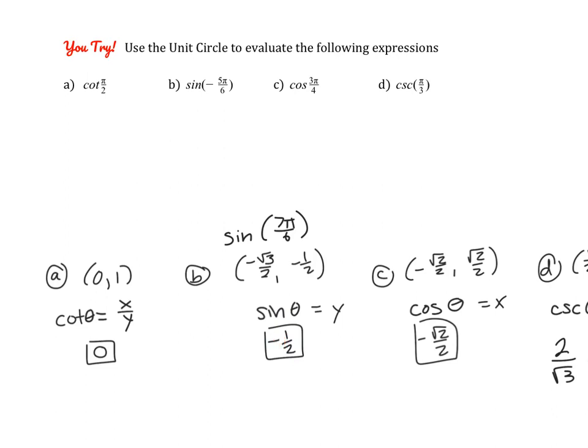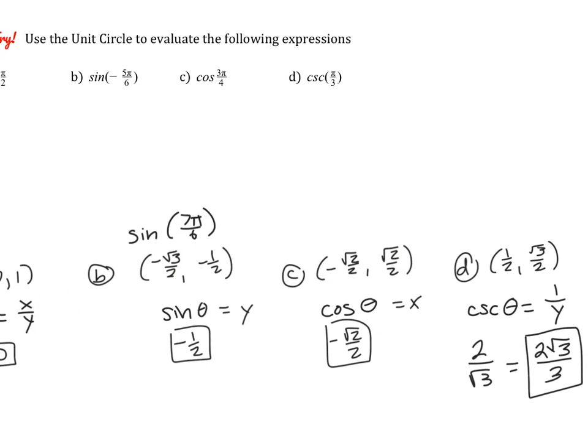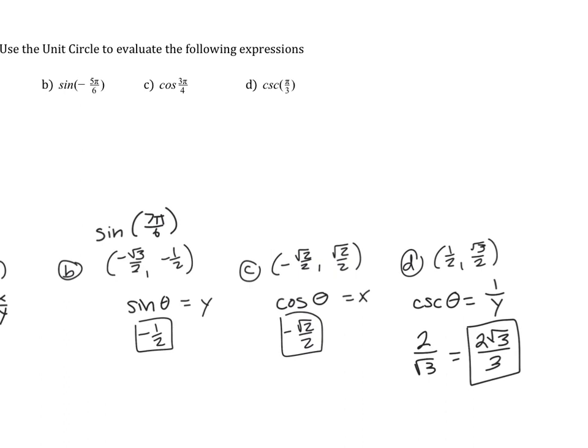The 3 pi over 4 gives you this coordinate, negative root 2 over 2, root 2 over 2. Cosine is the x value, so it's negative root 2 over 2. And the coordinate for pi over 3 is 1/2, root 3 over 2. Remember, cosecant is the reciprocal of sine, so it's 1 over y, which gives you 2 over root 3, which you can rationalize, and it becomes 2 root 3 over 3.